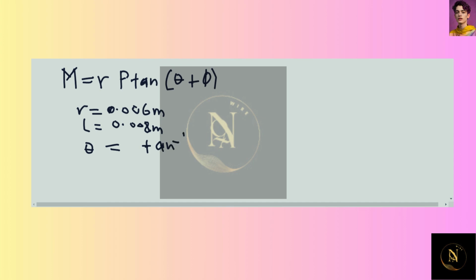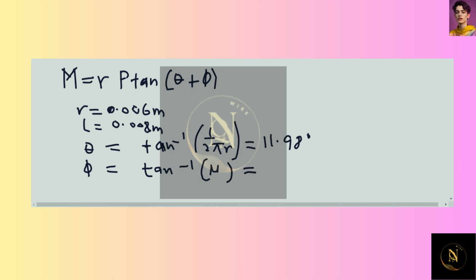Okay, we can look for our lead angle from here, which is equal to the arctan of the lead over 2 pi r. You plug in everything there, and you're going to arrive at 11.98 degrees. You can as well look for the angle of static friction, which is the arctan of mu. Mu is given, which is the coefficient of static friction, 0.27. When you plug it in there, you're going to arrive at 15.1 degrees.